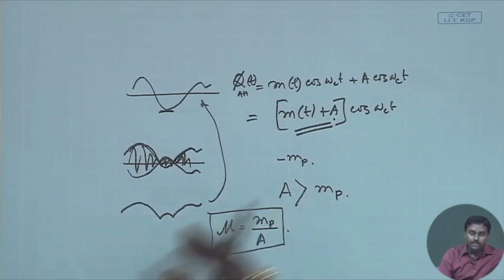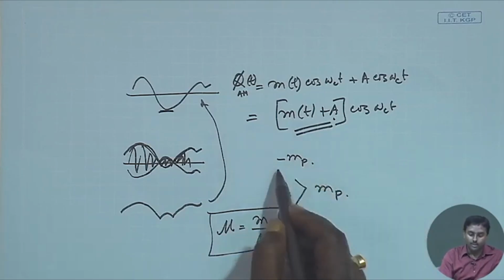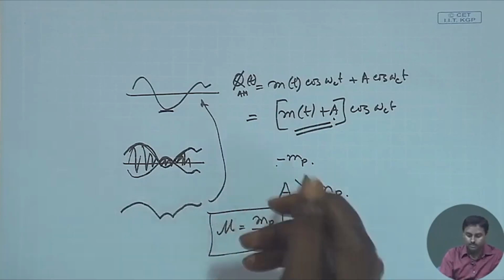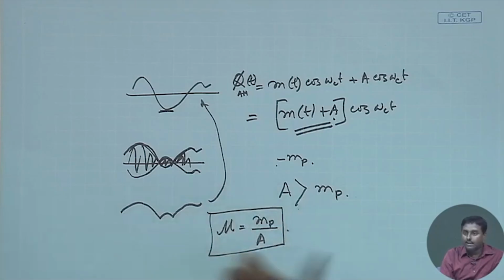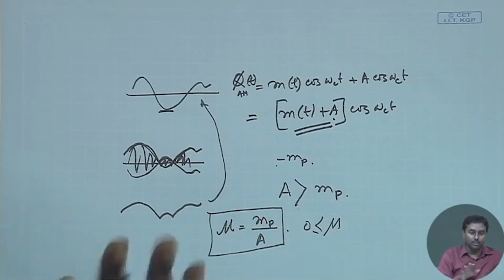So, if you just see this definition, immediately you can see that μ must, of course, be greater than 0. Because if it is less than 0, then A will be negative with respect to m_p. m_p is already positive, because minus m_p is the negative value. So, m_p will always be positive, it is the modulus value of that, and if μ is negative, then A will be negative, which is not good. So, that is a trivial one, it must be greater than 0 always.